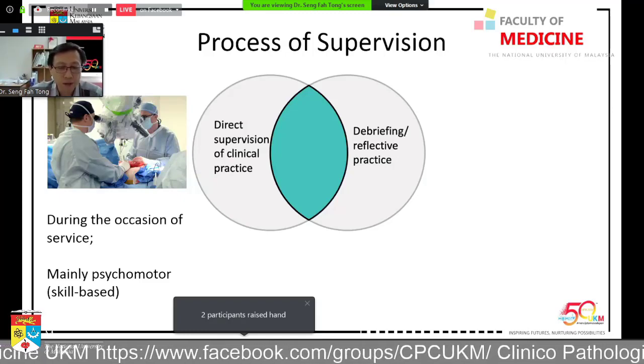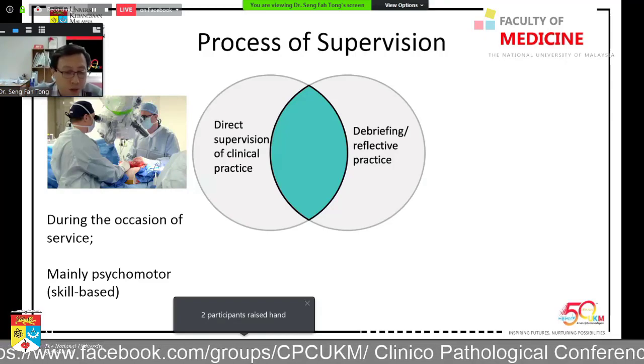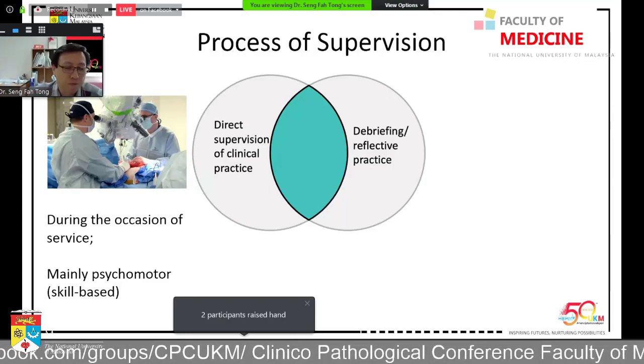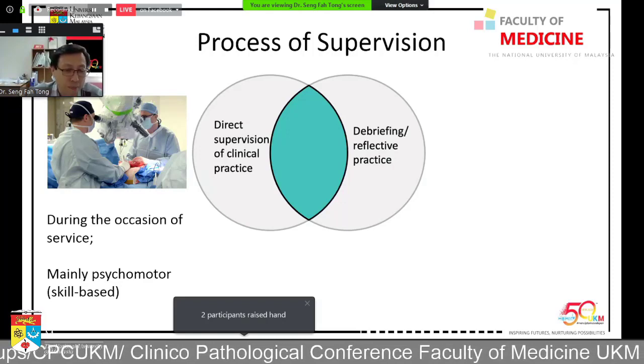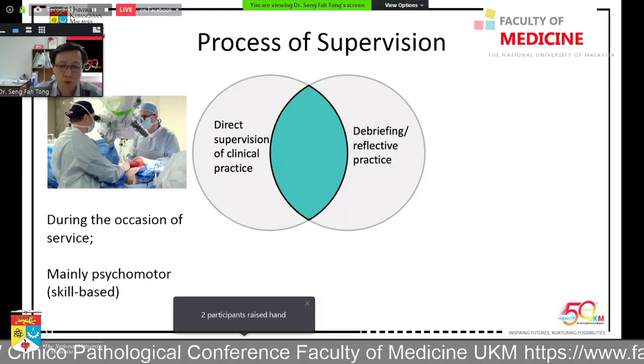So, but in our clinical practice as a family physician, of course, we will supervise in direct clinical consultation. So it mainly focuses on psychomotor skills. I'm not saying it doesn't involve affective as well as cognitive. Of course, it's all embedded. But the main thing about direct supervision in clinical practice is, of course, psychomotor skills.